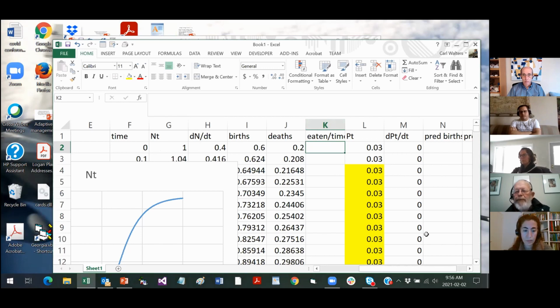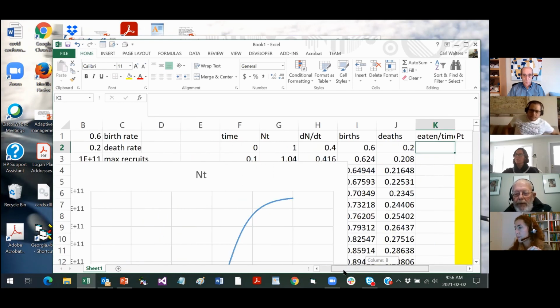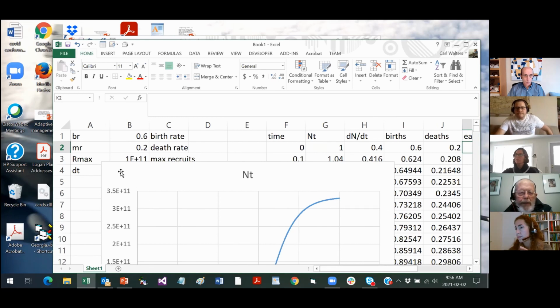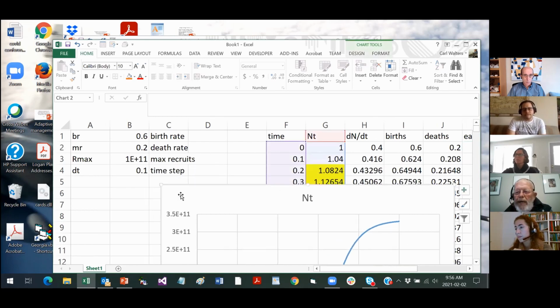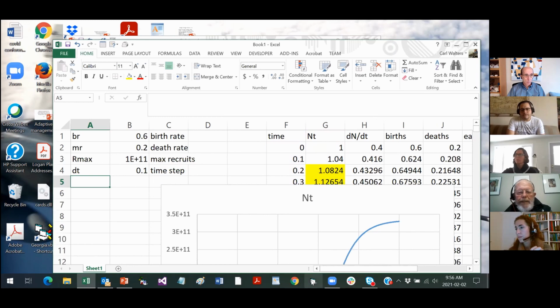Okay, now I'm going to have to make a functional relationship involving numbers of prey and numbers of predators for predicting how many prey will be eaten per time. The simplest assumption for this is that the consumption follows what's called a mass action. Mass action involves a parameter called AR.